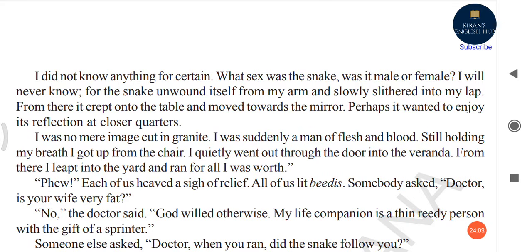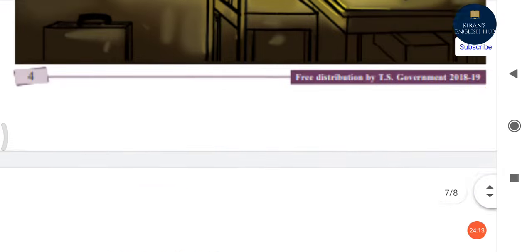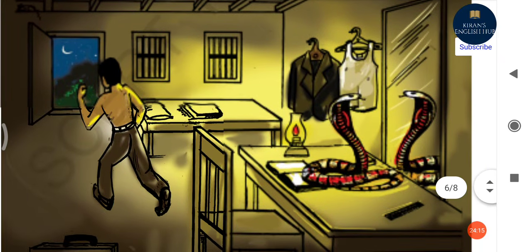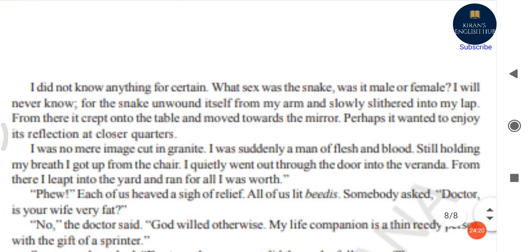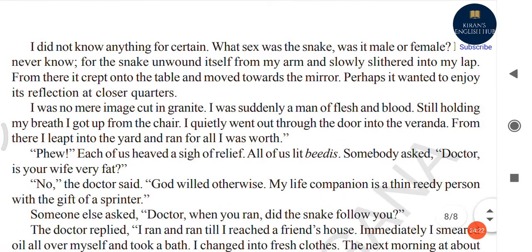Till then the snake saw himself by making a round around this doctor's hand. Now it went onto the table. See here, just like this. From the chair to in front of the mirror, it just crept there. Perhaps it wanted to enjoy its reflection at closer quarters. So he thought that the snake wanted to look at its beauty in the mirror.